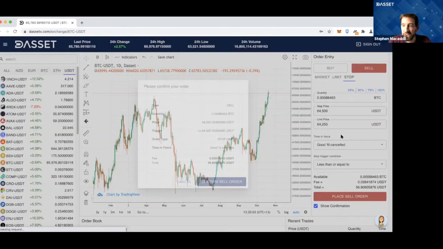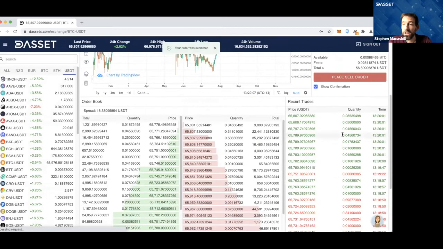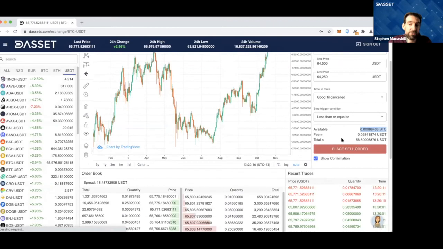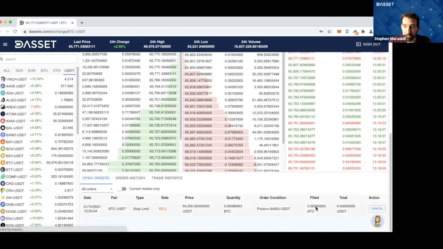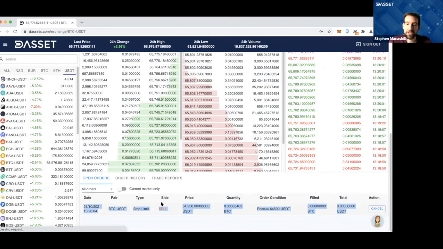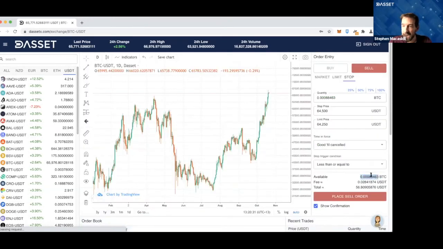What you'll notice is that my funds don't leave my account. They're not held in the order book. I haven't added any funds to the order book yet. I've placed a conditional order and the conditions have not been met yet, so my funds haven't been added to the order book. You'll see that they're still here.